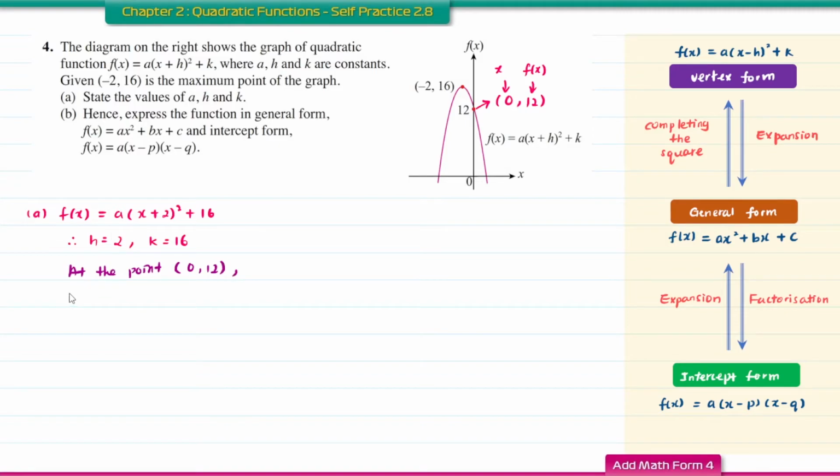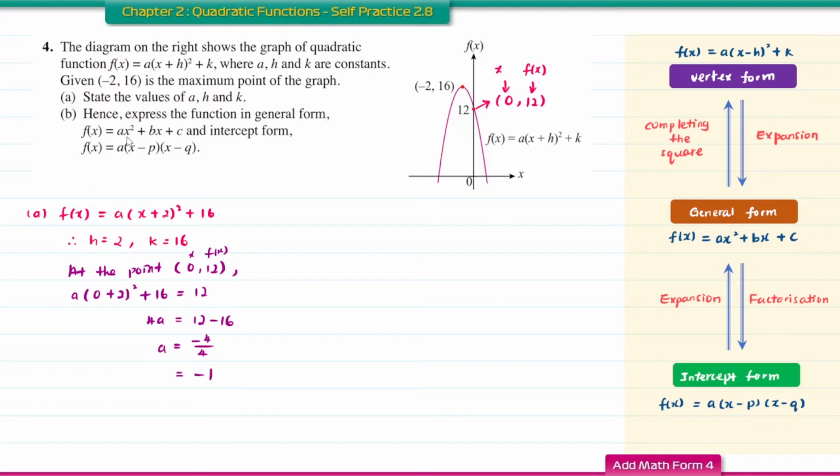So we want to find the a. The x here, we're going to substitute with 0 plus 2 squared plus 16. And f of x is going to be 12. Now here you're going to have 2 squared, which is 4a, equal to 12 minus 16. So the a will be negative 4 divided by 4. So the a is equal to negative 1.